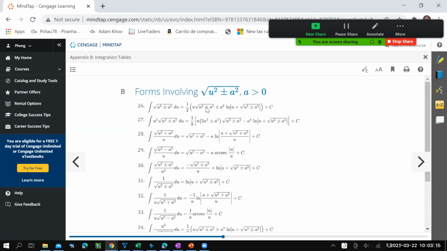Involving that form, you can see here the square root of u squared plus or minus a squared. When you see an integral of that form, it gives you the answer. Basically, it's a formula. If you identify the u and a, you can plug in and get the answer. Basically, these are just integration rules. The basic ones we have learned and memorized, but these are more complicated, though common, and we don't memorize them.